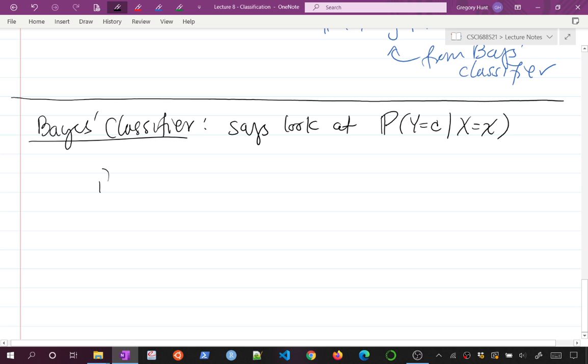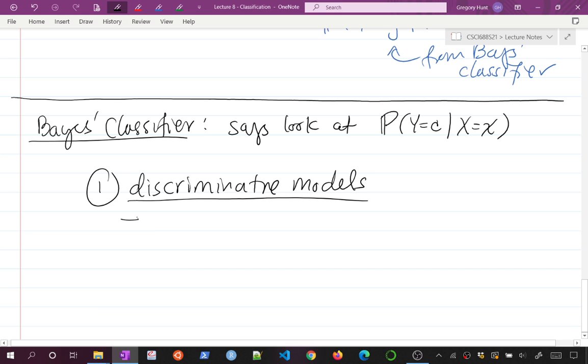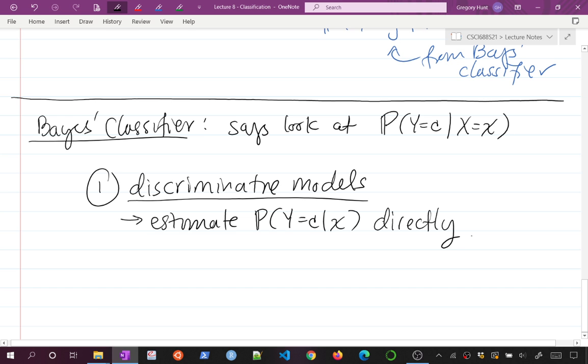So broadly, there are two ways we can do this. We can build up what are called discriminative models. And discriminative models are going to estimate this probability directly. And I'm just going to drop that big X because I'm lazy. All right, we're going to estimate this directly. And we're going to talk about these.